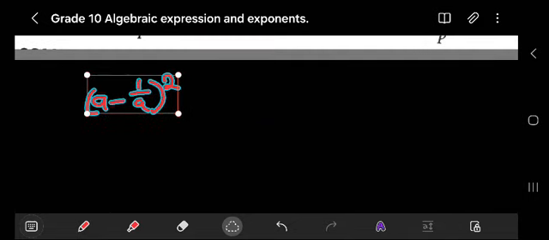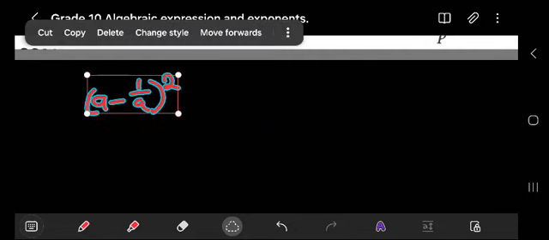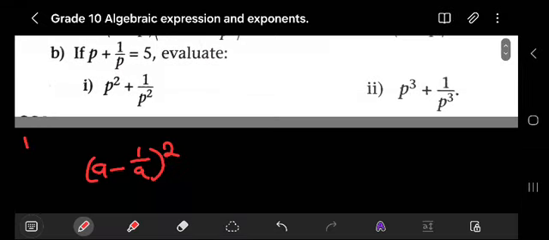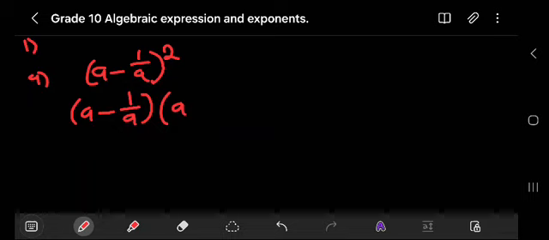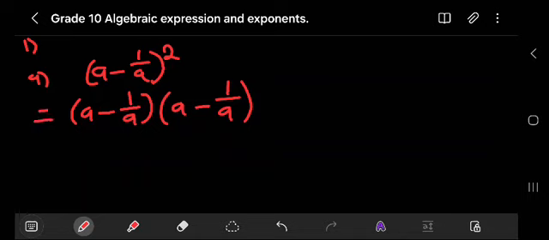So this is number 1A, right? We should simplify this. Okay, to simplify this binomial, it's the same as (A minus 1 over A)(A minus 1 over A), like that. This means that you have the two brackets. Then now we were supposed to simplify.